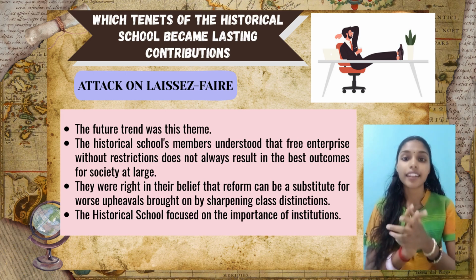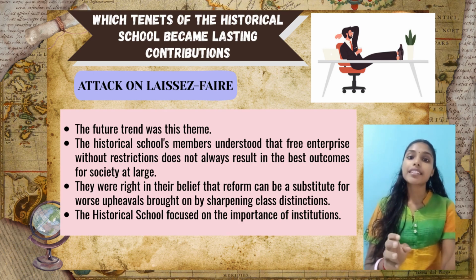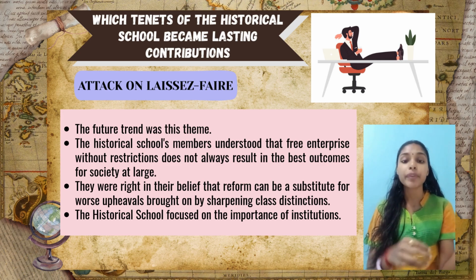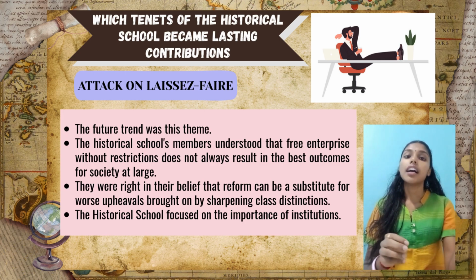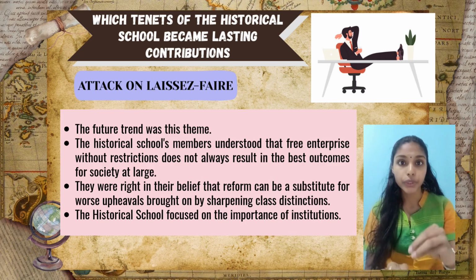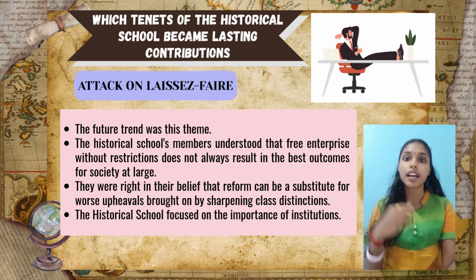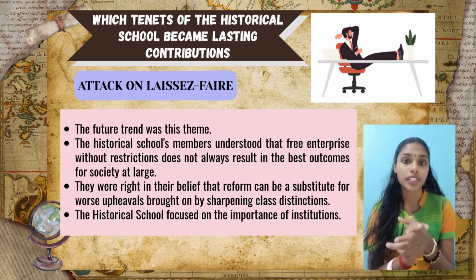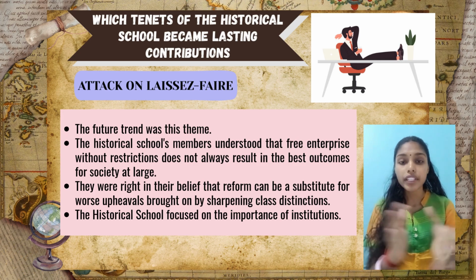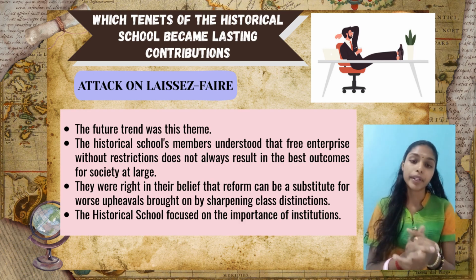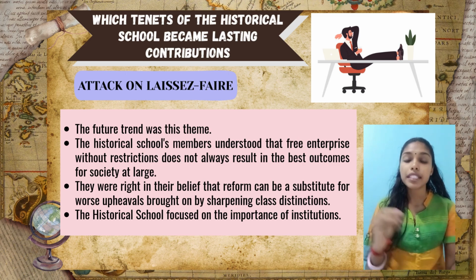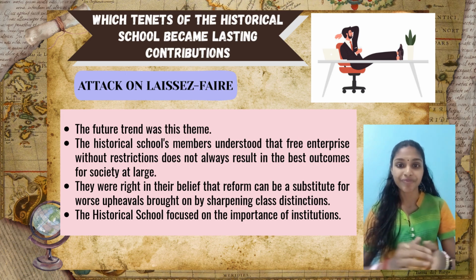Especially prominent in 19th century Germany, it made several lasting contributions, particularly its critique of laissez-faire capitalism. They were right in their belief that reform can be a substitute for worse upheavals brought on by sharpening class distinctions. The historical school focused on the importance of institutions. For example, they focused on laws, customs, and political systems in shaping economic behavior.